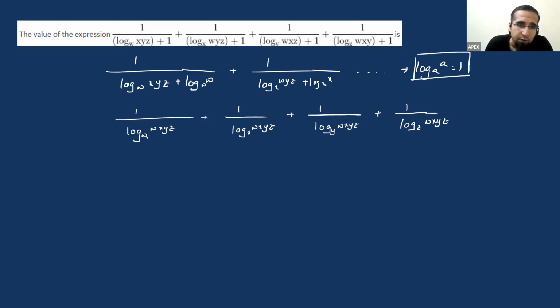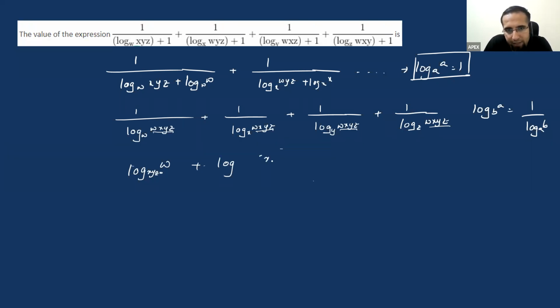Now if I have log a base b, I can write this as log b base a. Now why am I doing that? Because w x y z, if I can make the base, then all the logs will have the common base. So this can be rewritten as log w base w x y z, plus this again becomes log x base w x y z, plus this becomes log y base w x y z, plus this becomes log z, and this becomes w x y z. So now the bases are same.